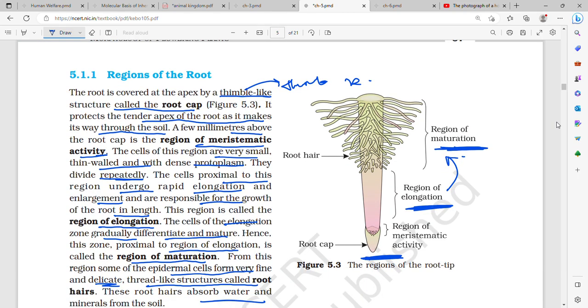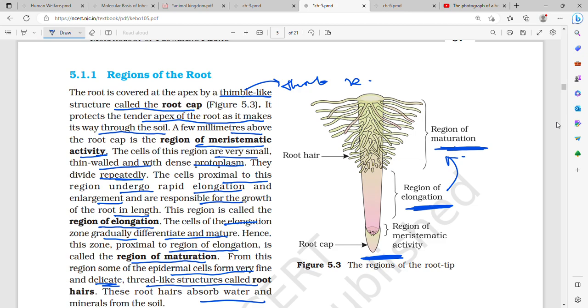Now, regions of the root. The root is covered at the apex by a thimble-like cap, which is called the root cap. What is the function of the root cap? The root cap protects the tender apex of the root as it makes its way through the soil. A few millimeters above the root cap is the region of meristematic activity, wherein there are continuously dividing cells, and this region is very small.